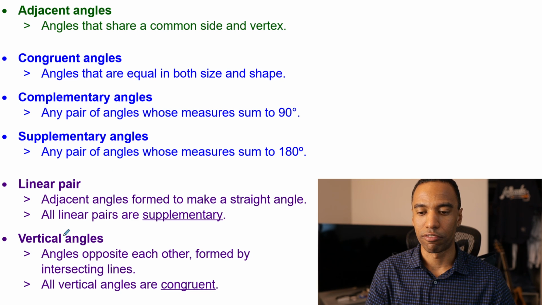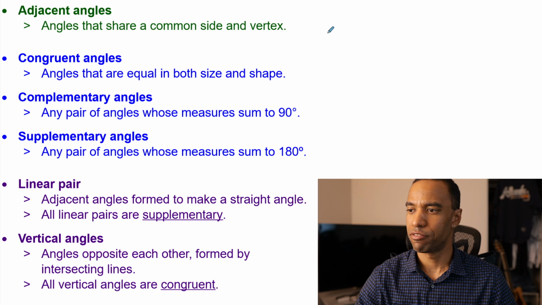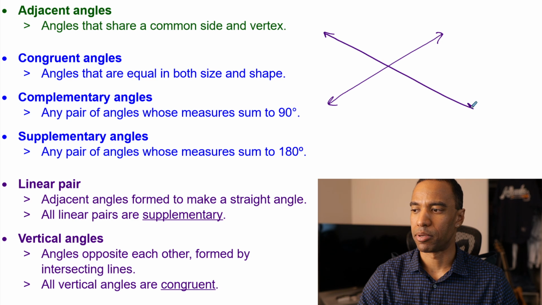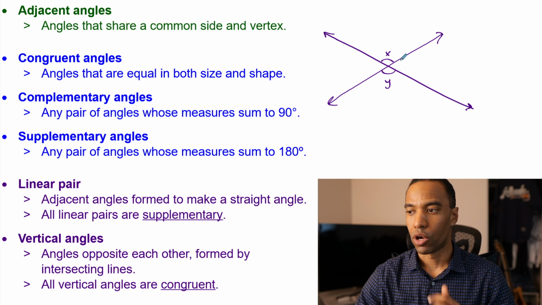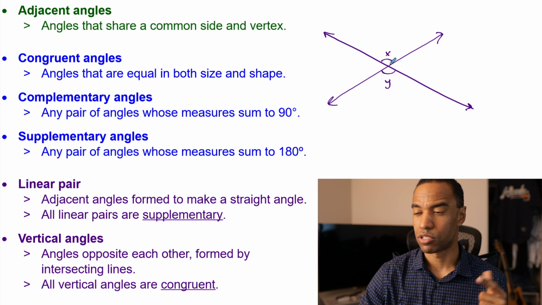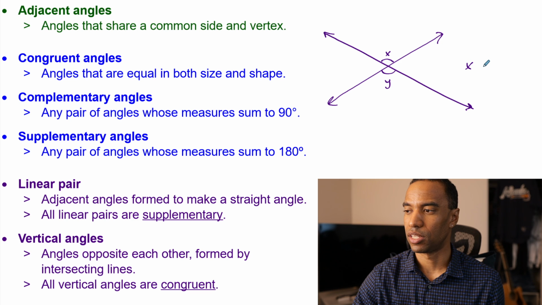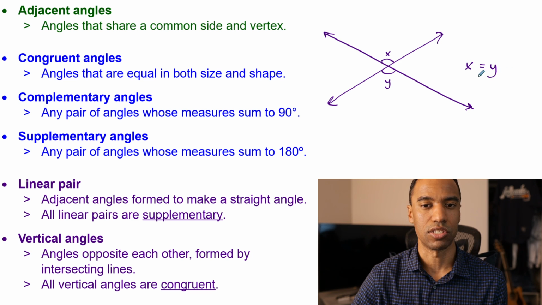Now, there's this thing called vertical angles as well. If I have two lines that intersect, like these two right here, vertical angles are the angles that are opposite each other. So say this angle with this angle, if I call this x and y, those two are called vertical angles. Something about vertical angles, guys, all of them are congruent to each other. So basically, x equals y in this instance right here.